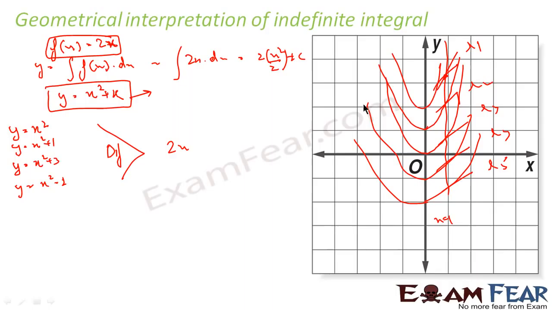These are the graphs, so many graphs we have. You can see the slope is 2x, that is the differentiation of this. And if you see, for all these graphs, the slope is the same at any given x.